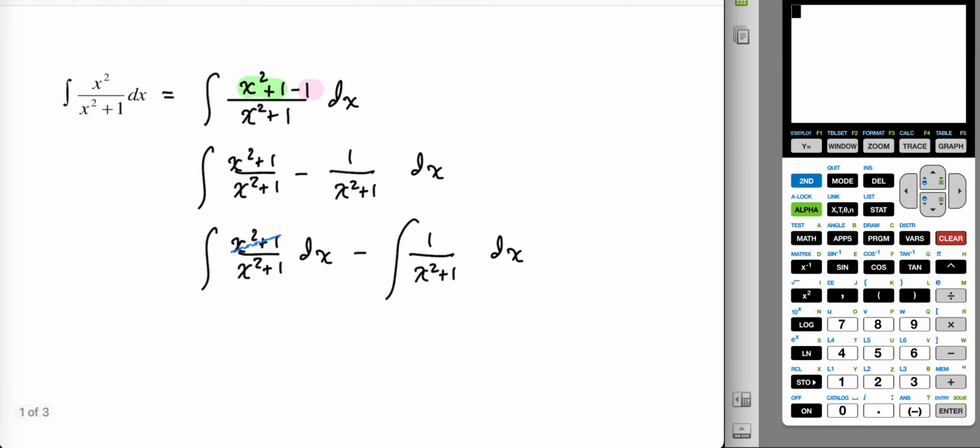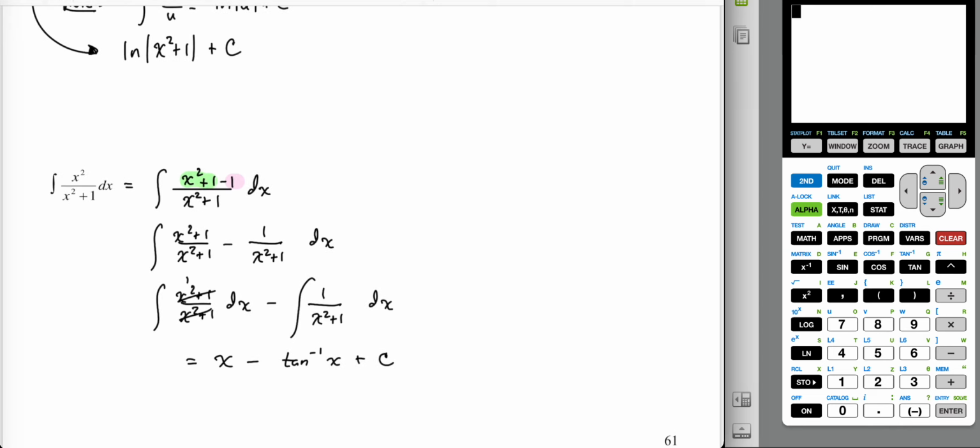So anything over itself is 1. The antiderivative of 1 with respect to x is just an x, so I'd have x minus, and this is a rule, this is the arctangent, or inverse tangent, of x plus c. All right, so the similar structure actually kind of brings you back to something familiar, but not maybe in a way that you might have expected.